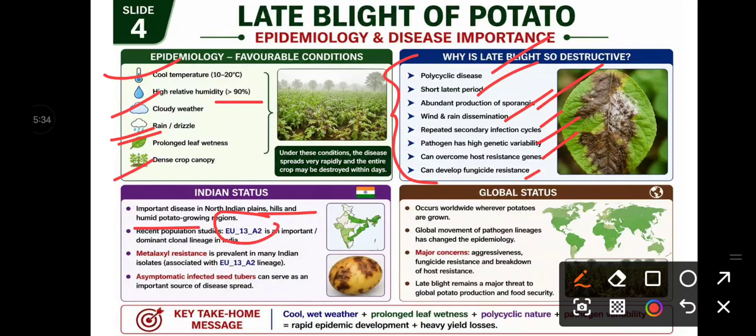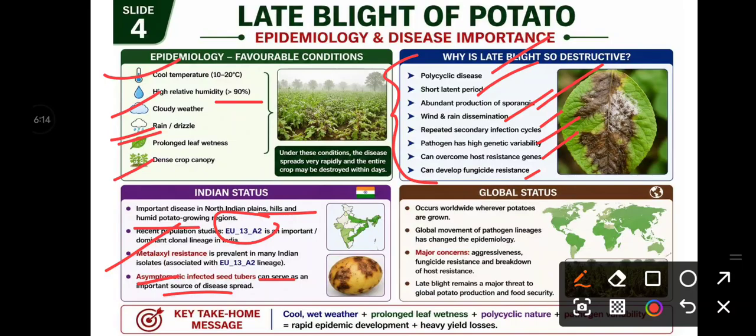This lineage is Metalaxyl resistant. I have already told you Metalaxyl is a systemic fungicide that is mostly used for Oomycete fungi, but this particular lineage is showing resistance. Okay, so asymptomatic infected seed tubers can serve as an important source of disease spread. Then about the global status, it occurs worldwide wherever potatoes are grown. Then the global movement of this pathogen lineage has changed the epidemiology. Major concerns are the aggressiveness, fungicide resistance and breakdown of host resistance.